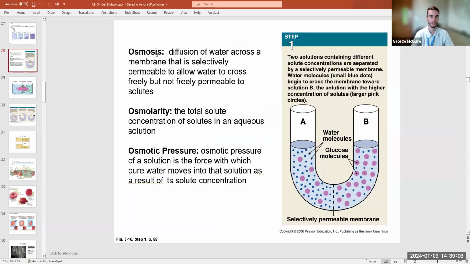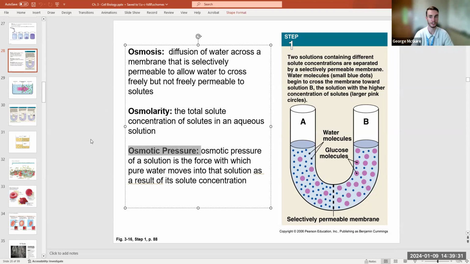All right. So osmosis is that diffusion of water through a permeable membrane. The term osmolarity is describing the total concentration of solutes in an aqueous solution. So if you're ever given osmolarity, these terms are much more common in a chemistry course, but the osmolarity of a solution is telling you the concentration of the solute in that solution.